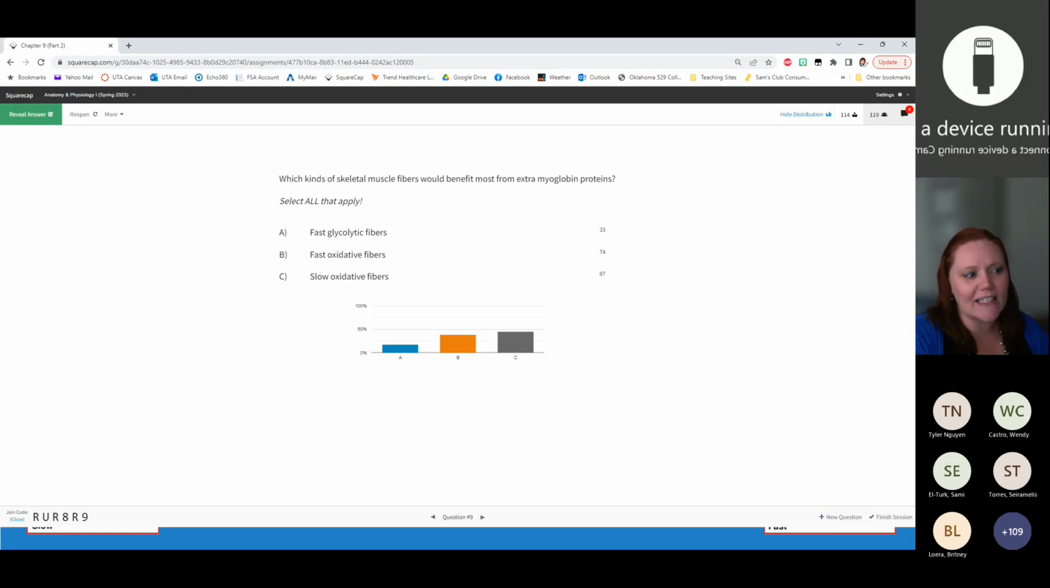I get that. Yeah, so I have a request to explain this question again. Absolutely. When we're looking at this one, we want to consider what myoglobin does, and who that would help. Myoglobin is a protein that stores oxygen. It carries oxygen for me. If I use oxygen to make ATP, then I'm going to benefit from having more myoglobin. Both of my types of oxidative fibers need oxygen to make ATP.